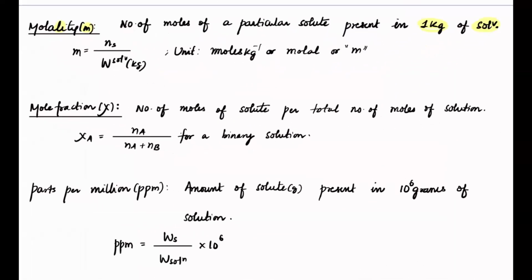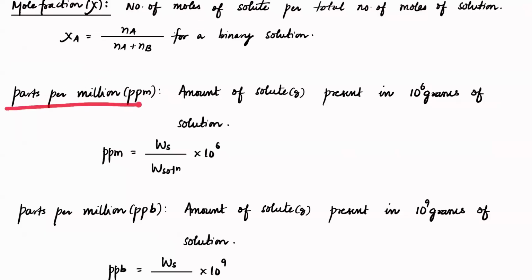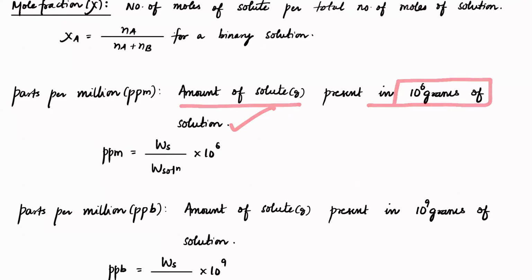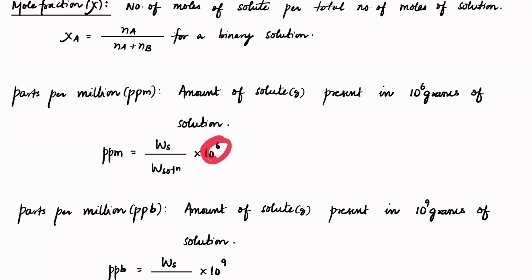Then, in a similar way, we can have something called parts per million, ppm, which represents how much solute is present in 10 raised to the power of 6 grams of solution. Basically, how much is present in a million. Usually this type of composition is used when the amount of solute is extremely small, especially when we have to measure the ions present in water, like fluoride ions, iodide ions, calcium ion concentration, magnesium concentration. These are all usually represented in ppm.